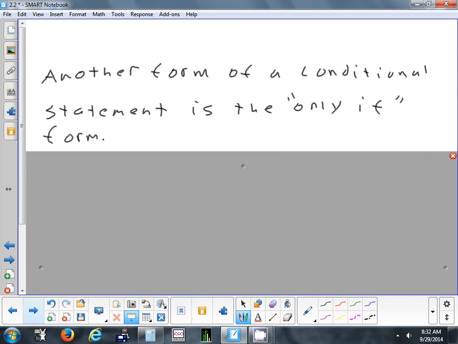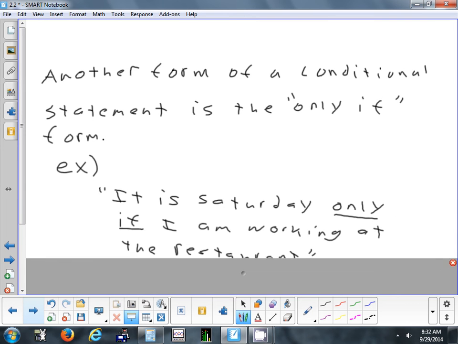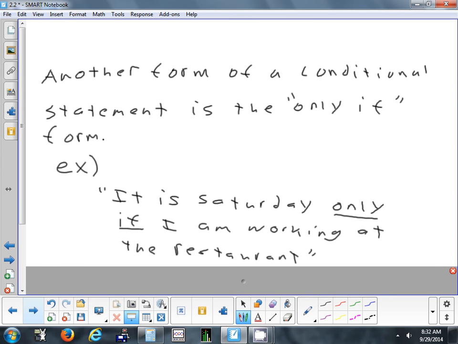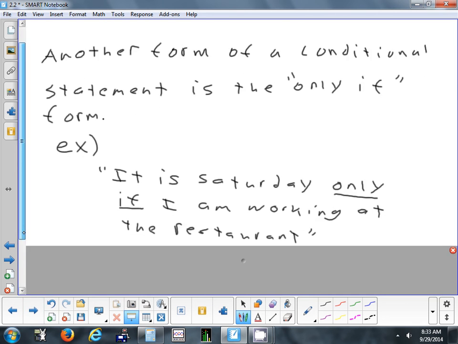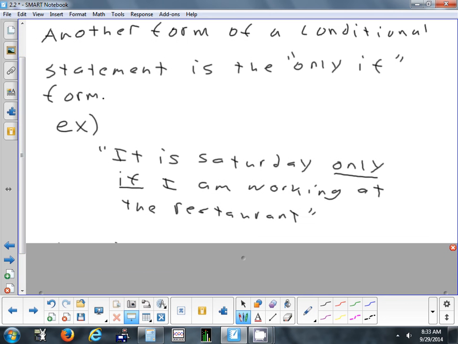So another form of a conditional statement is this "only if." Okay, this phrase only if. You saw the phrase "if and only if" on the test. There were two multiple choice answers that had that in it. This isn't quite the same. This is just only if. Okay, so this says, it is Saturday only if I am working at the restaurant. And I'm going to show you how you can take something that has the words only if and change it back to what we're more familiar with, which is an if-then statement.